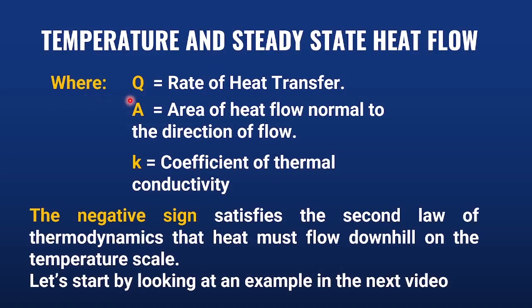So from here we have that Q denotes the rate of heat transfer. A represents the area of heat flow normal to the direction of flow. k represents the coefficient of thermal conductivity. When we are solving examples on this topic, you'll be appreciating all these variables, especially our area of heat flow normal to the direction of flow. The negative sign satisfies the second law of thermodynamics that heat must flow downhill on the temperature scale.